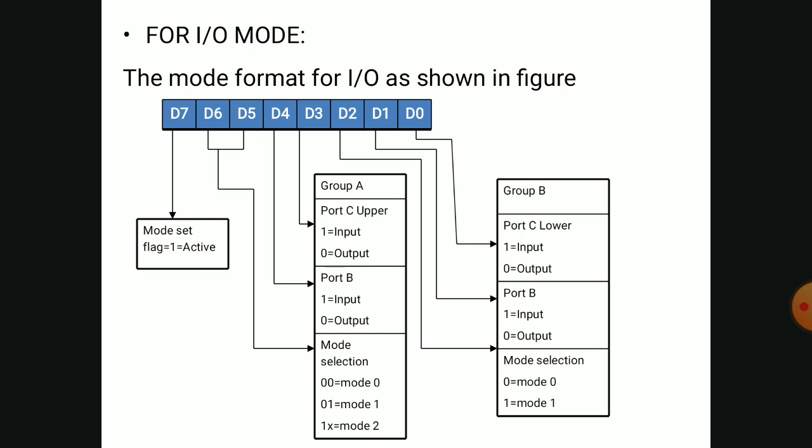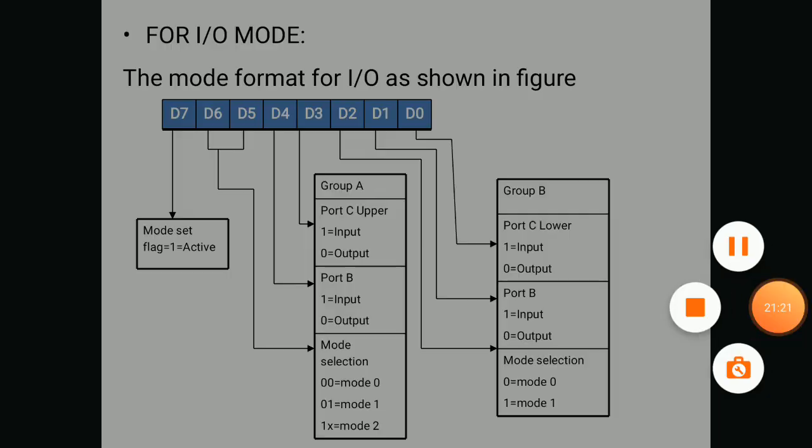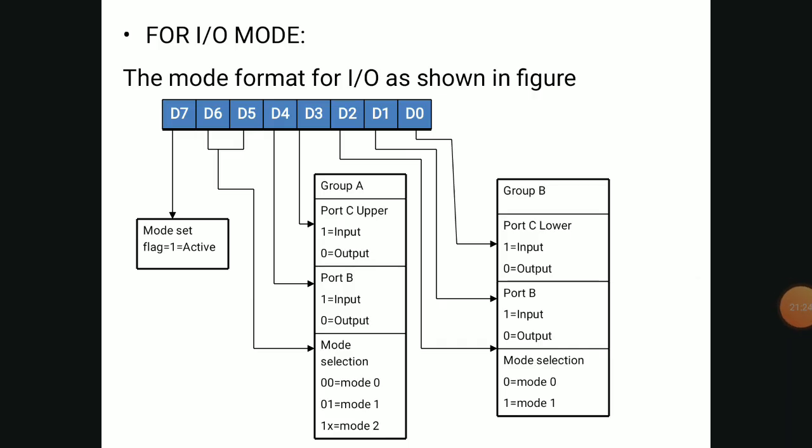Next, the D1 bit. What is the D1 bit? The D1 bit is for the selection of port B, whether port B is an input port. If that bit is 1, it is an input port. If that bit is 0, it is an output port. Like that, the D0 bit indicates port C lower. Here, D3 bit indicates port C upper. D0 bit indicates port C lower. If you want to make port C lower input, make this bit 1. If you want to make port C lower output, make that bit 0.